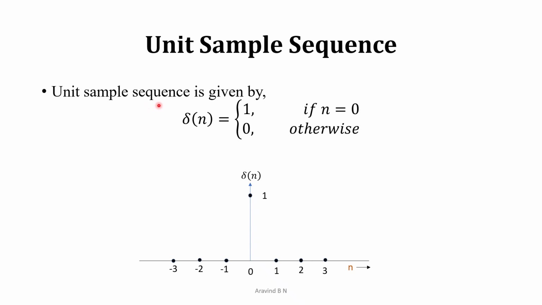The unit sample sequence is given by the expression delta of n is equal to 1 if n is equal to 0 and 0 otherwise. It is represented by at 0 it will be equal to 1, the amplitude will be equal to 1, and in all other locations its value will be equal to 0. The y-axis is the amplitude and x-axis is the n value. Now let us go through the program to generate this waveform.